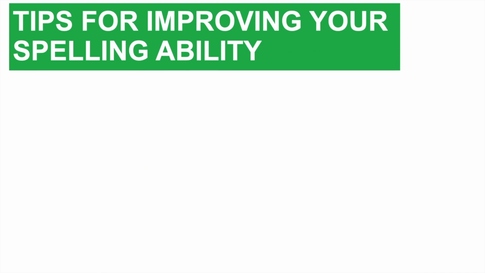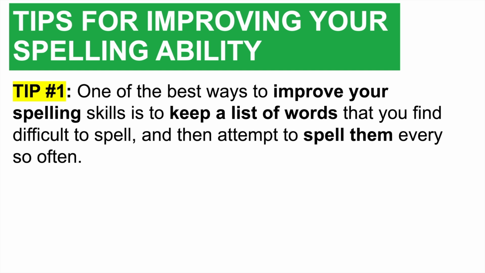Okay, well done. And just quickly, before we move on to some more sample English proficiency test questions, here are some tips for improving your spelling ability. Tip number 1. One of the best ways to improve your spelling skills is to keep a list of words that you find difficult to spell and then attempt to spell them every so often. So write down a list of words that you struggle to spell and then attempt to spell them out loud every so often.